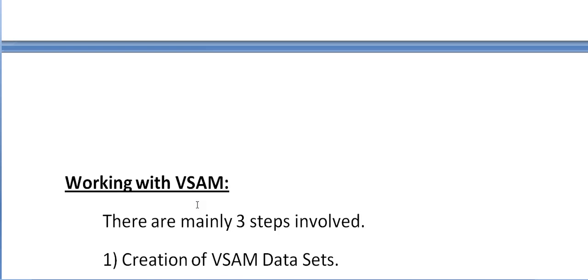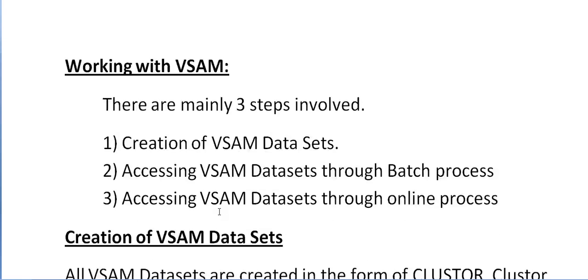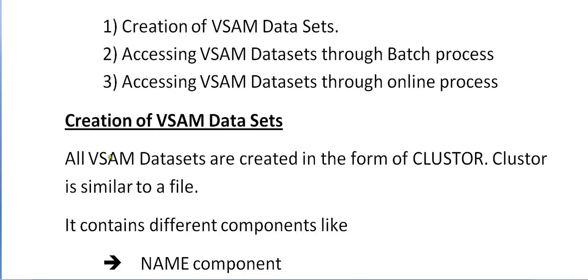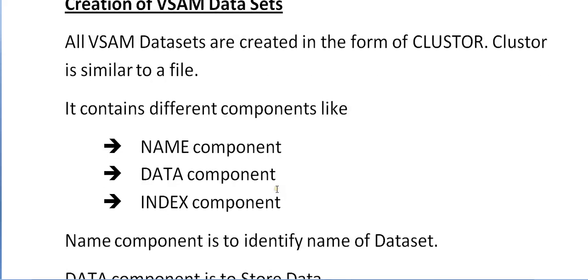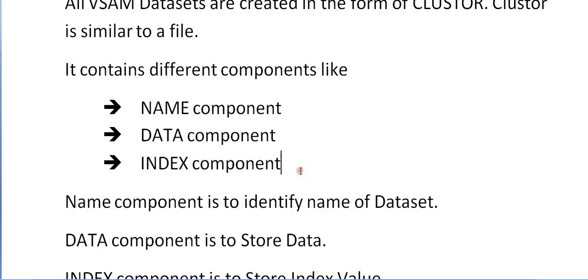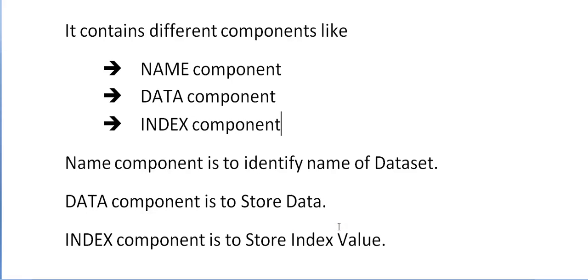Working with VSAM, there are mainly three steps involved: creating VSAM datasets, accessing VSAM datasets through batch process, or accessing VSAM datasets through online process. So how do we create a VSAM dataset? All VSAM datasets are created in the form of a cluster. A cluster is nothing but a similar type of file. It contains three different components: name component, data component and index component. The name component is used to identify the name of a dataset, the data component is used to store data, and the index component is used to store index values.